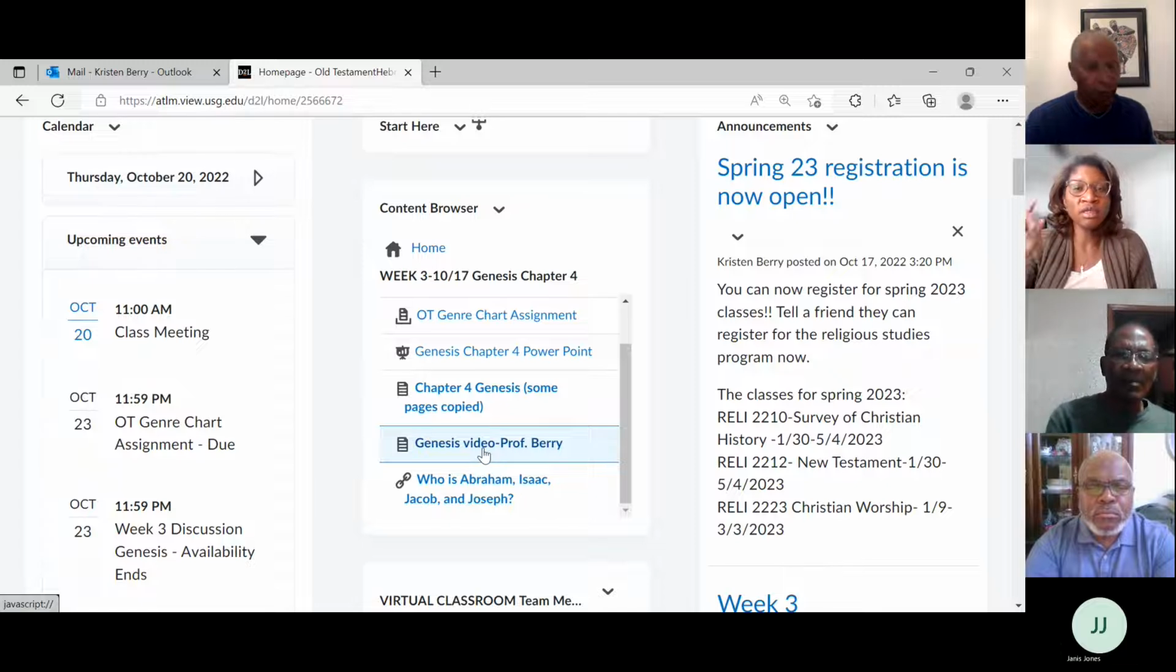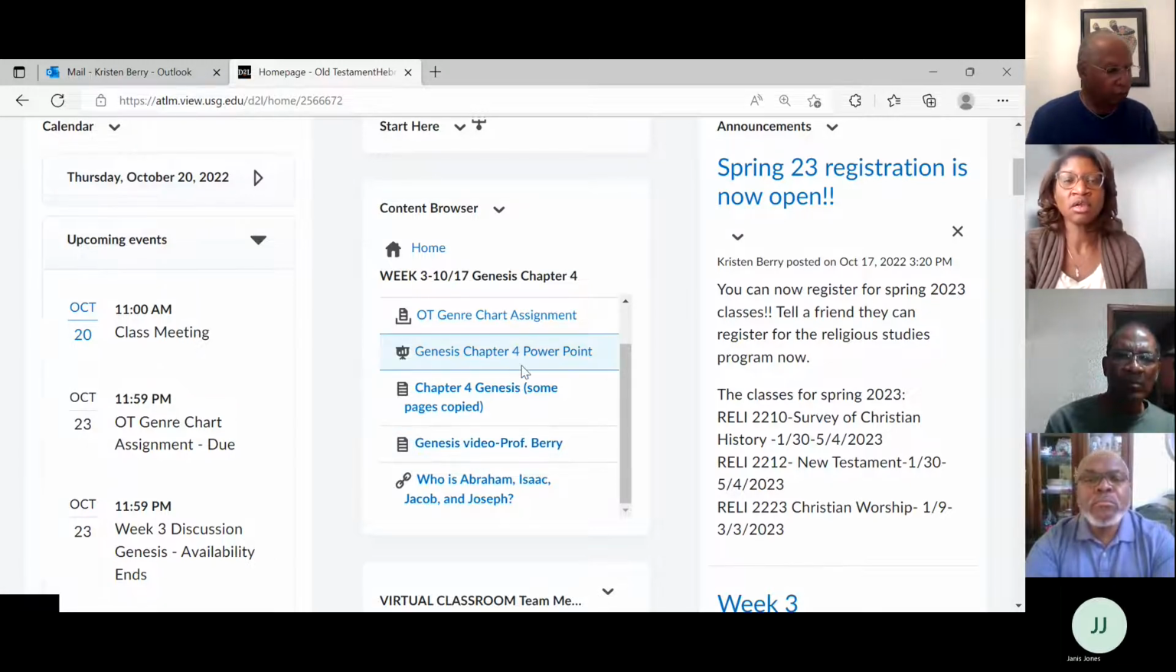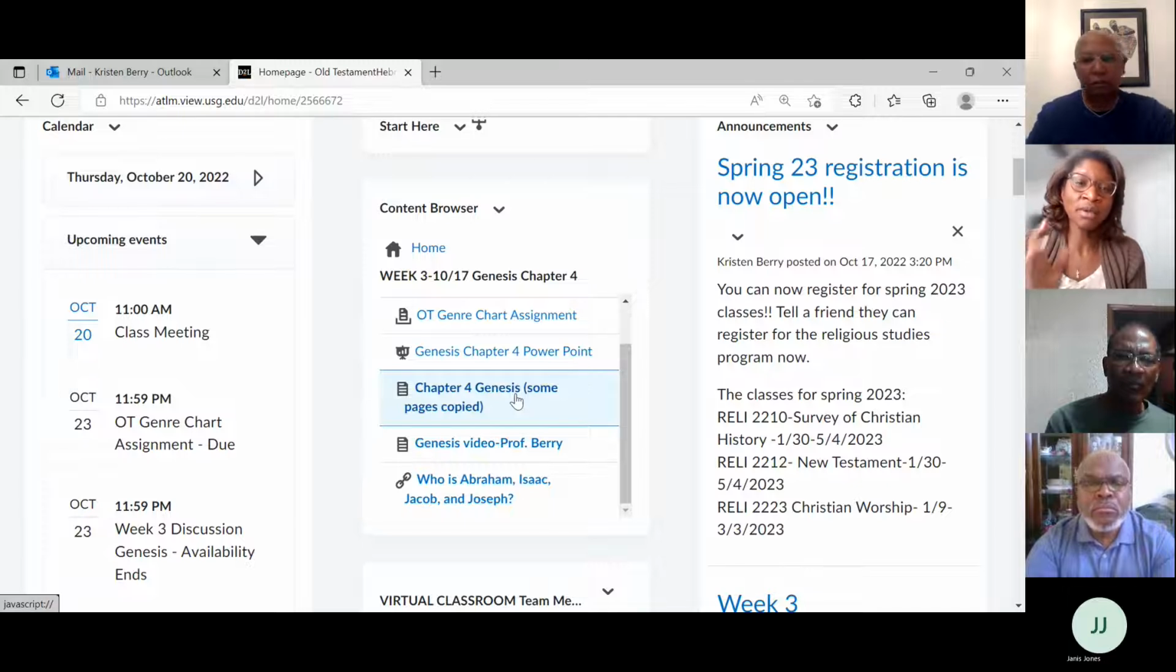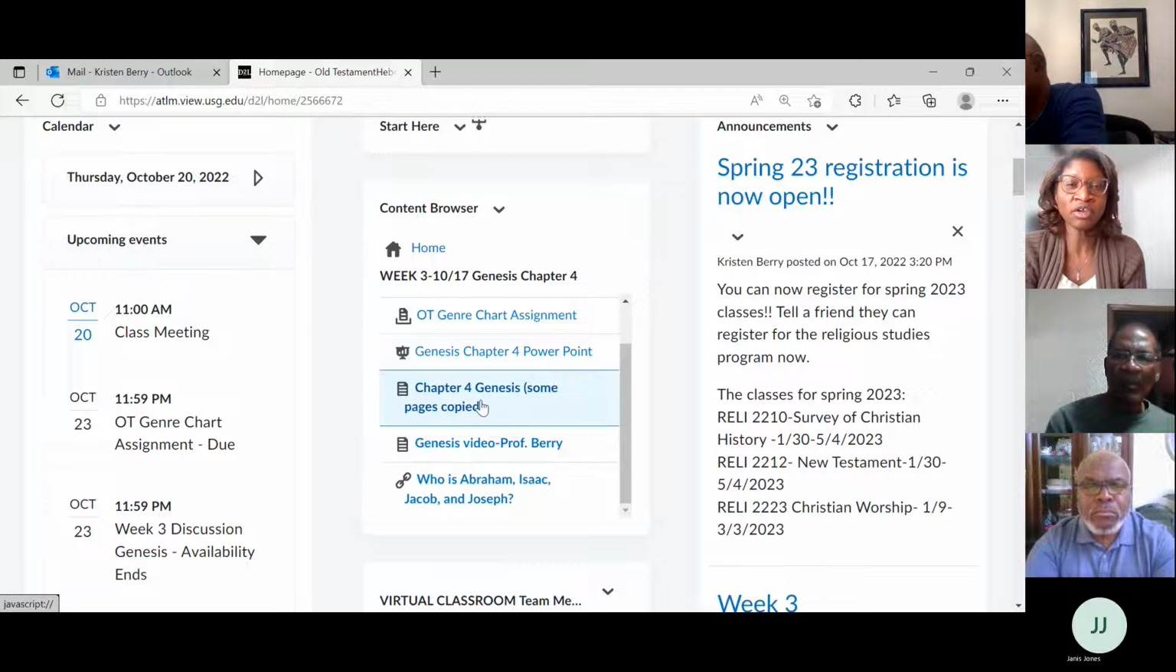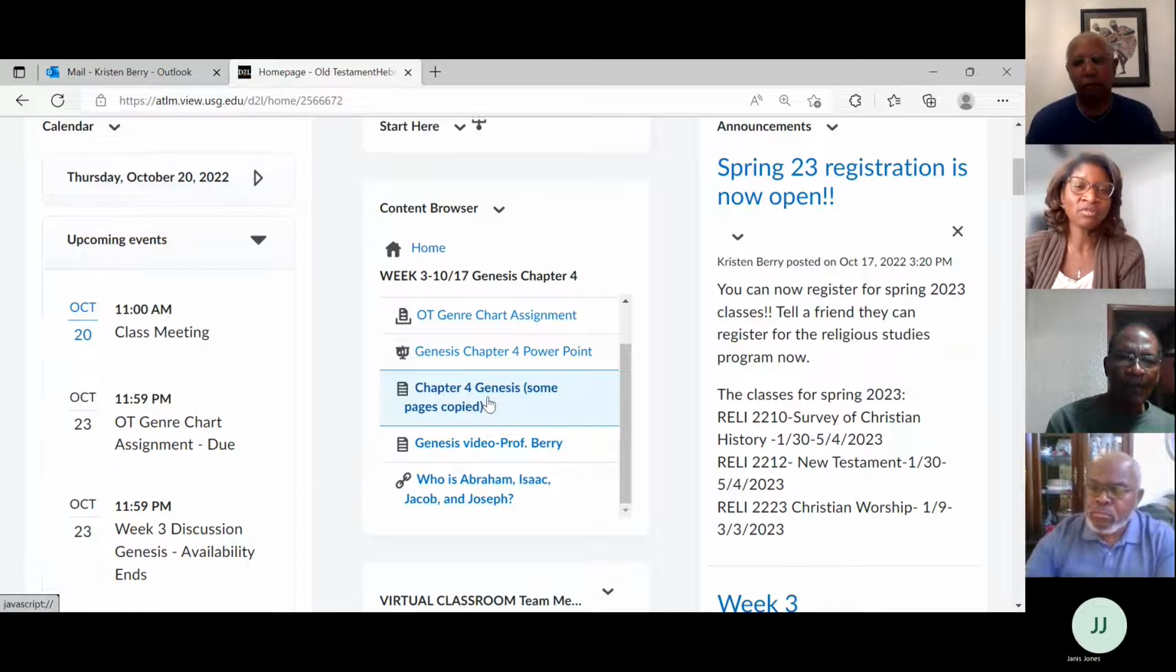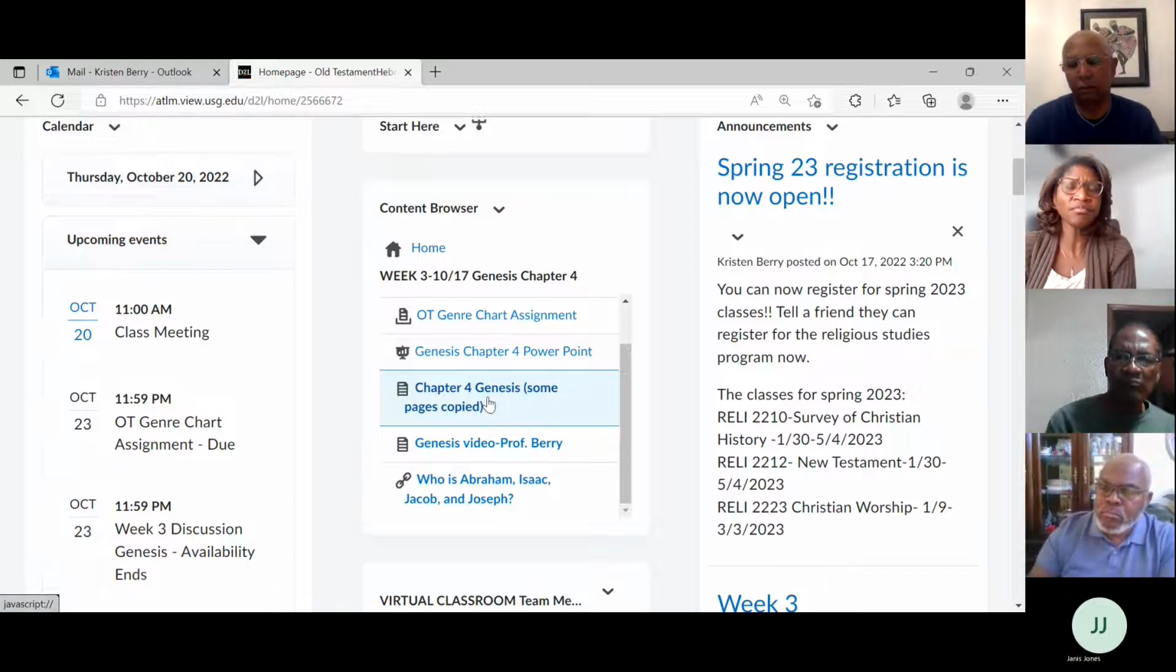The assignments for this week, we're in chapter 4, Genesis. So make sure you're reading chapter 4, Genesis in your book. I tried to copy some pages. If you still don't have the book, right here where my cursor is, I scanned some. Can't scan all of it because of copyright laws, but I tried to get some. I know we have a couple of students that are still waiting for their books to come from Amazon.